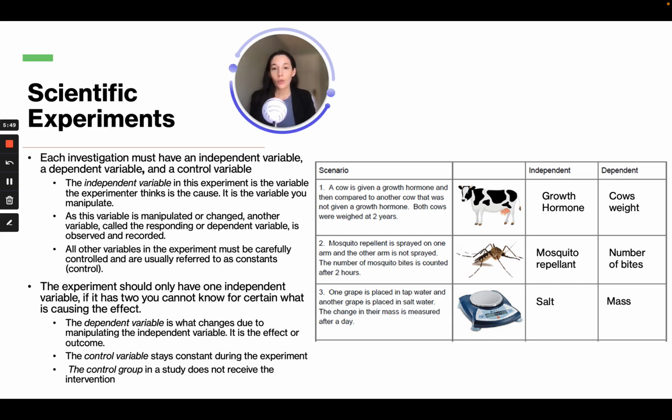And then one grape is placed in tap water and another grape is placed in salt water. The change in their mass is measured after a day. So what are we manipulating? We are changing what type of water it is placed in. So this would be the salt water. Salt is added to one water but not the other. And what we're looking to see has changed is the mass. Did it make the grape weigh more after a day?